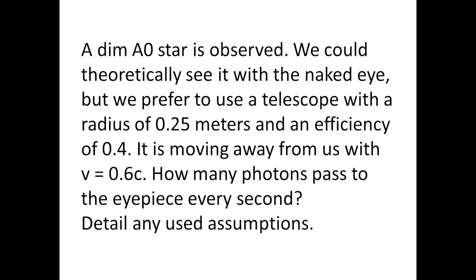So the star is moving away from us with a velocity of 0.6 c, where c is the speed of light in vacuum. So it's moving away from us with 0.6 times that speed. So how many photons pass through the eyepiece every second? And we have to detail the assumptions that we used, which we will see. We will have some assumptions here.